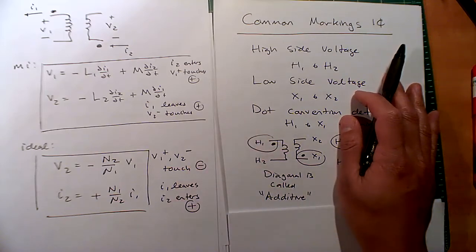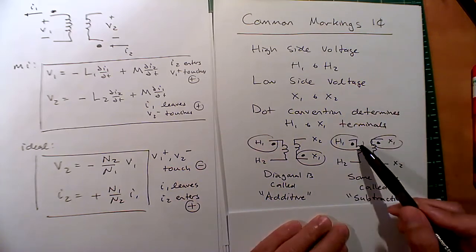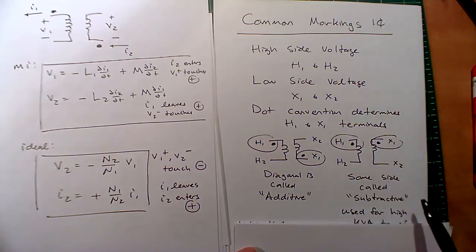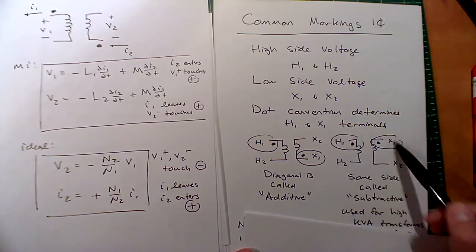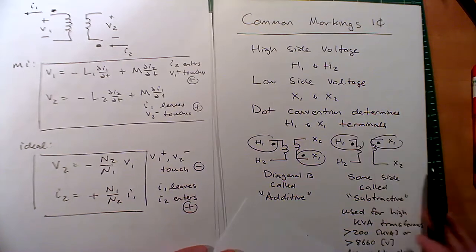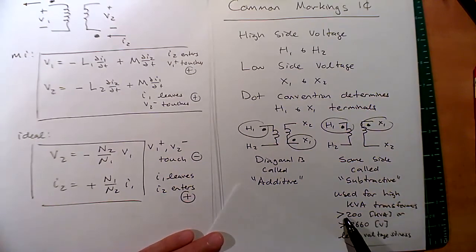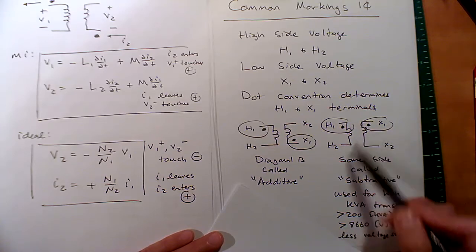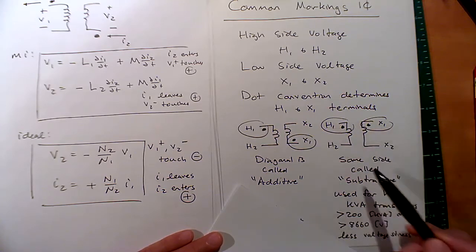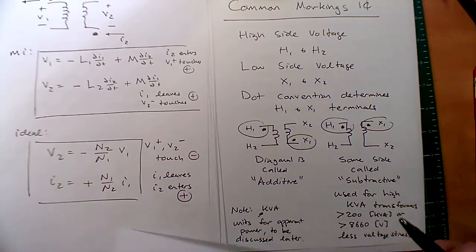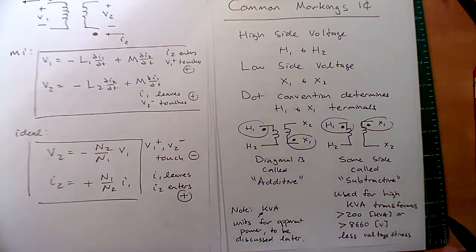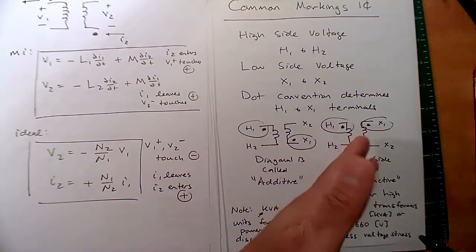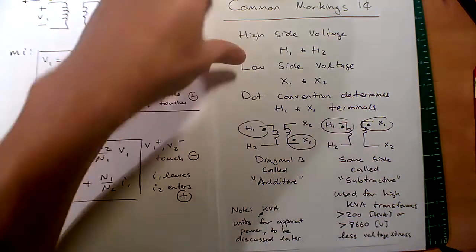Now, this diagonal version is called an additive, and we'll see that in a later lecture or maybe in a following class. And this is called a subtractive, right? This is actually a better way to do things. It is used for high kVA transformers, greater than 200 kVA or 8,660 volts. That's just a spec, right? And there's going to be less voltage stress. By the way, I know you haven't heard of the term kVA yet. It's the unit for apparent power. We'll be discussing this later. A lot of legacy transformers use the additive approach, but this is actually the better way. This is the subtractive approach, okay?